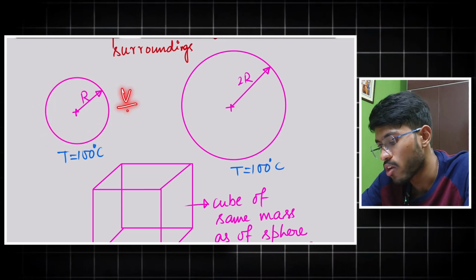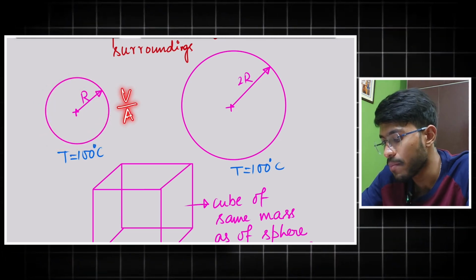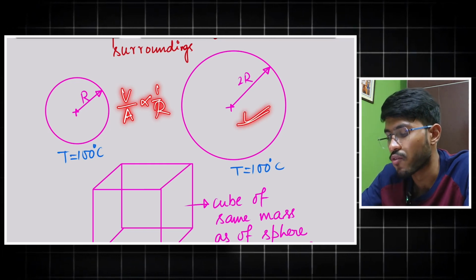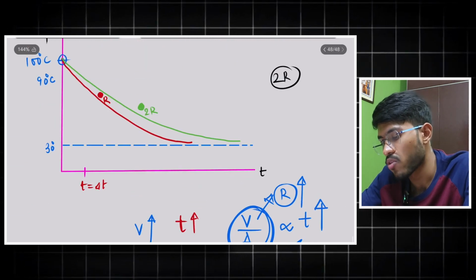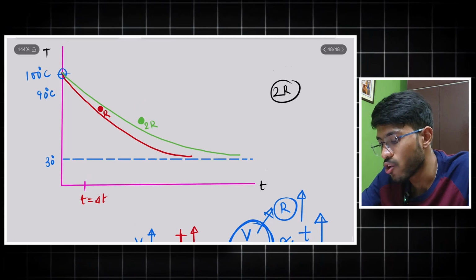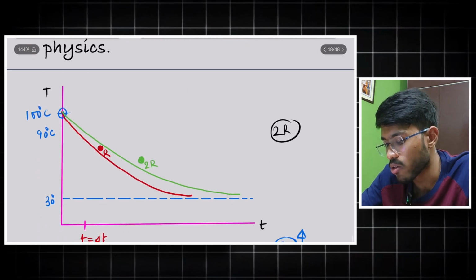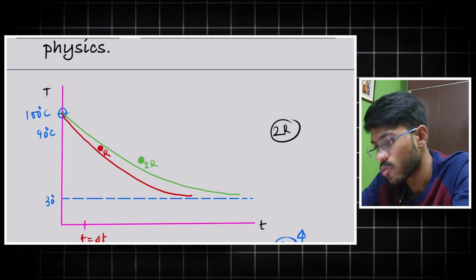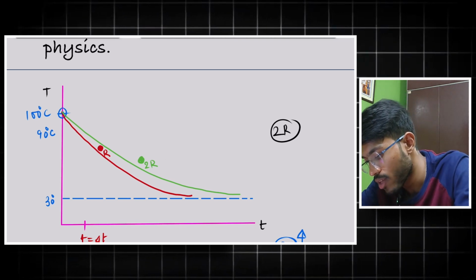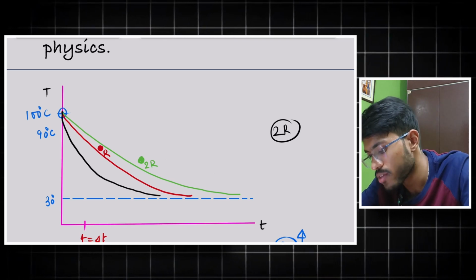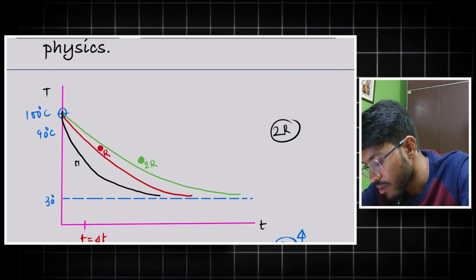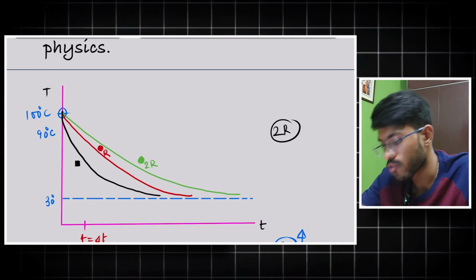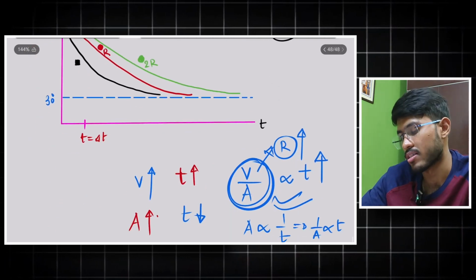Okay, because volume by area. So had it been that the volume by area is 1 by R, then this would win. Okay. So now we know that the cube will take lesser amount of time than R. So if I have to draw the cube, I will draw the cube with the black. Something like this. Now this will be a cube. I am denoting it with a square. So this will be the answer here.